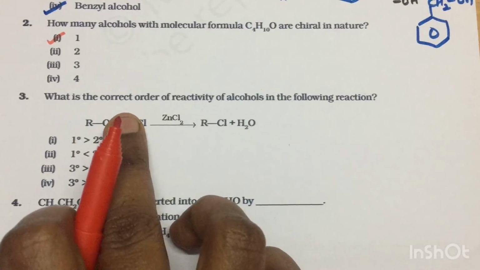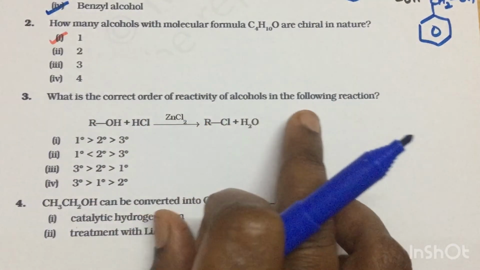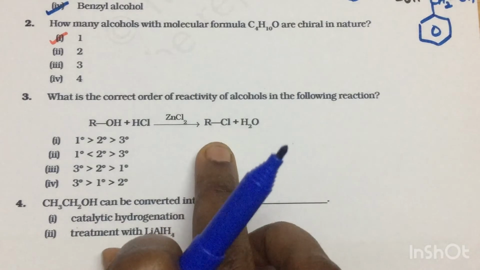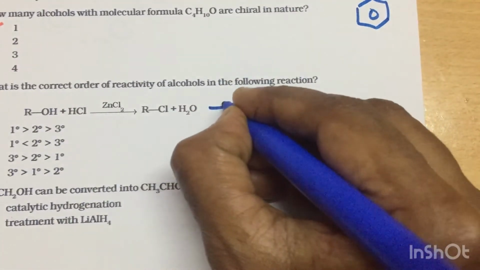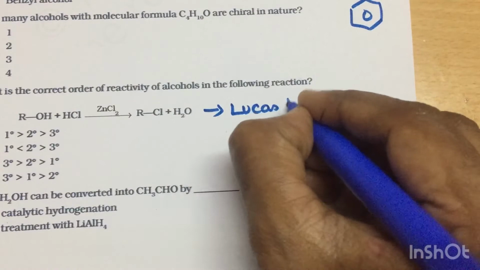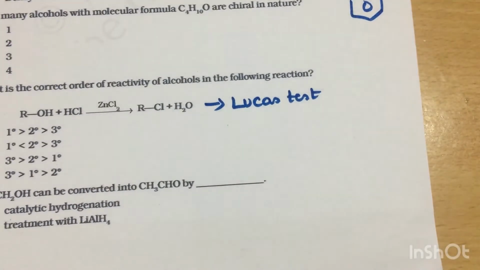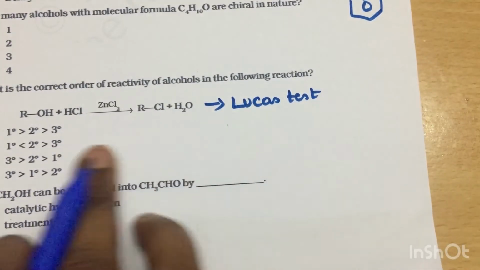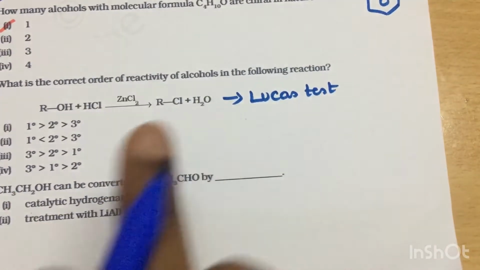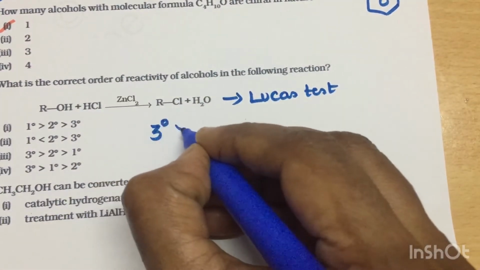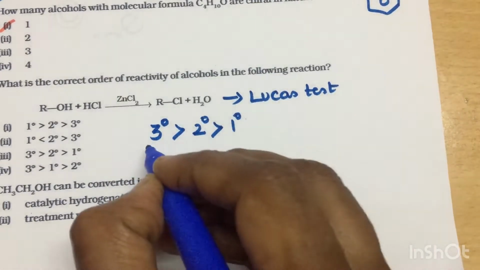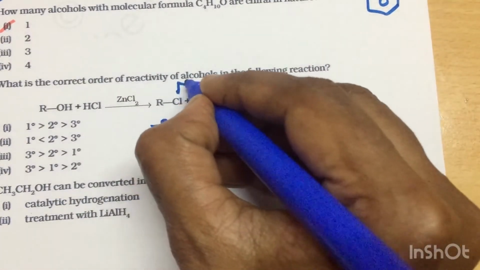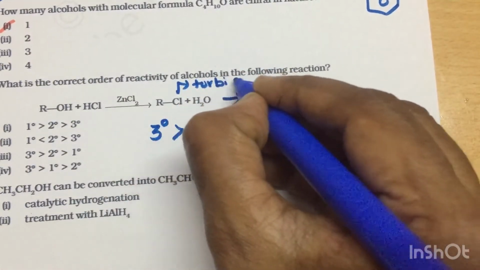What is the correct order of reactivity of alcohols in the following reaction? This question keeps repeating in alkyl halides, in haloalkanes. In that chapter also this kind of question came. So what reaction is it? It is the Lucas test, and it is used to identify whether it is a tertiary, a secondary or a primary alcohol. Here we all know that the reactivity of tertiary is more than secondary, and then comes your primary. In tertiary, the turbidity appears immediately.